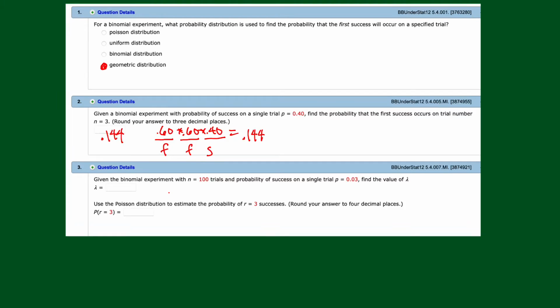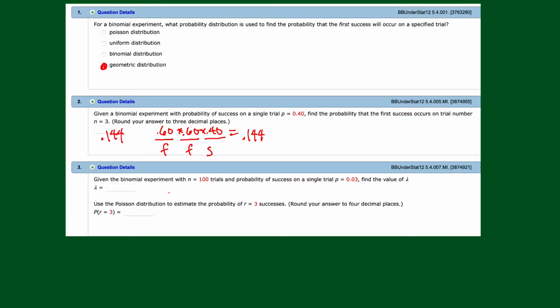And number 3, given a binomial experiment with n equal to 100 trials, and the probability of success on a single trial is 0.03, very small. Find the value of lambda. This is a Poisson distribution, because you've got a binomial experiment, but the probability of success is very small. So we're going to use the Poisson distribution. Now lambda is the expected number.